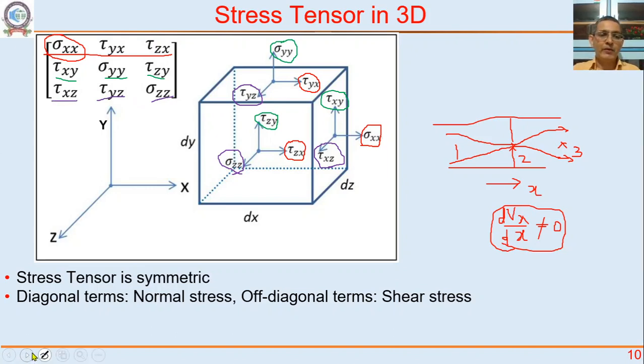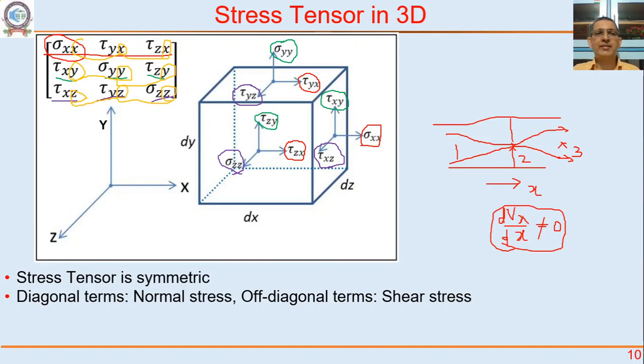Remember this, wherever we are talking about tau yx, tau zx, sigma xx, this is the force in the x direction. Tau xy, sigma yy, tau zy, it is the force in the y direction. Tau xz, tau yz, sigma zz is the force in the z direction.